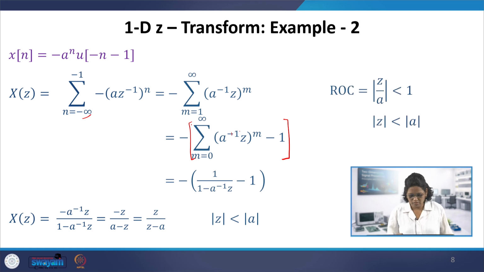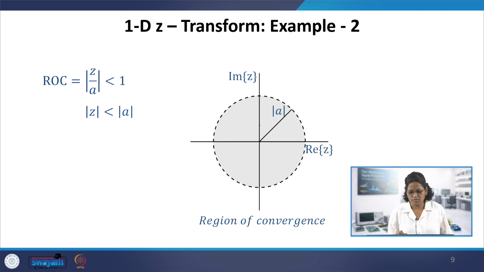So how do we get this? We get |a inverse z| less than 1, and from that, |z| less than a. If we plot the region of convergence, it is the circle of radius a, and the shaded region inside gives the region of convergence, in the plane of real of z and imaginary of z. In the previous case it was |z| greater than a, and in this case it is less than a, but the z transforms are the same, z by z minus a, for two different sequences.